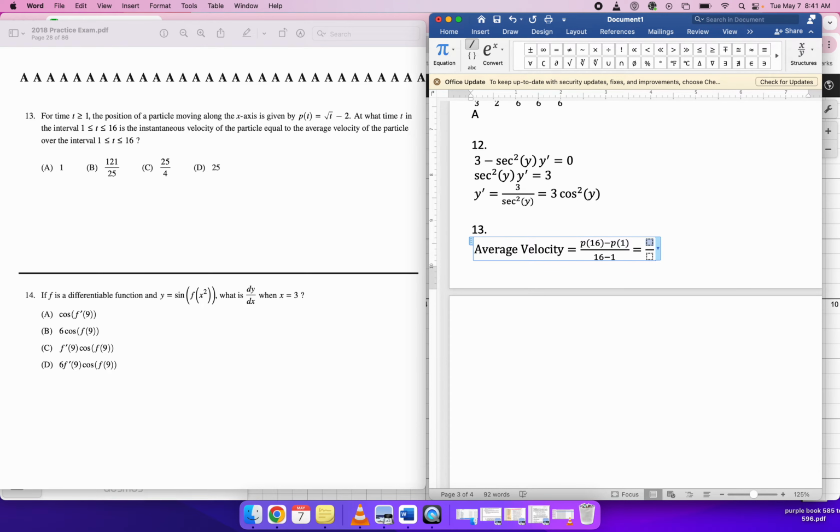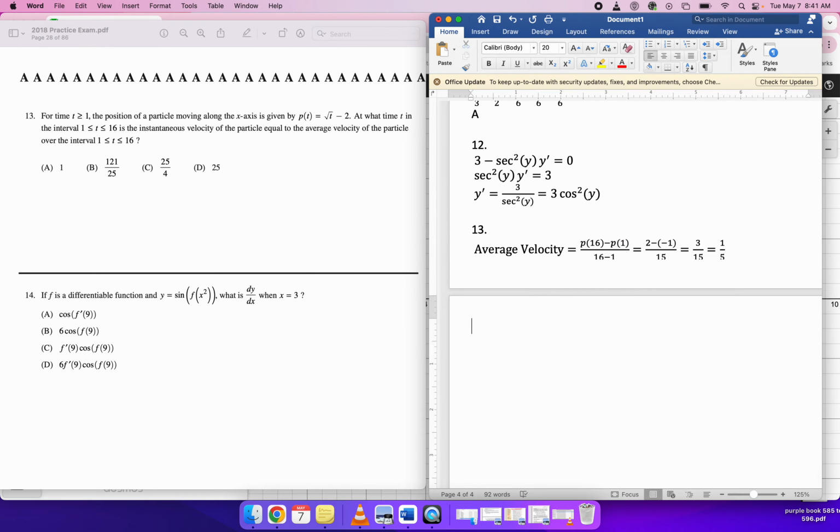What is p of 16? That would be root 16 minus 2. So 4 minus 2 is 2. What is p of 1? I think it's -1. So 2 minus -1 is 3, divided by 15. So that would be 3 over 15, which is 1 over 5.